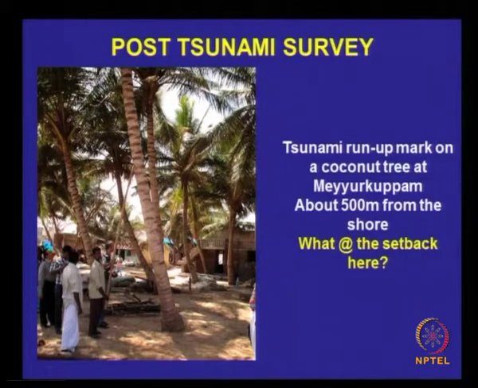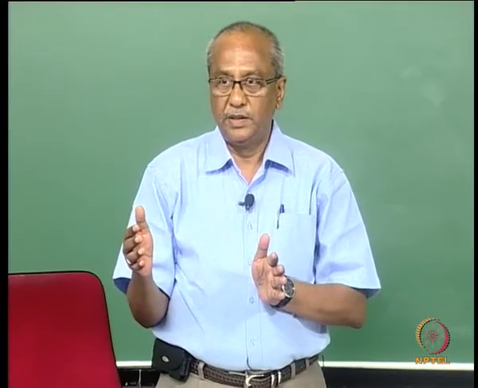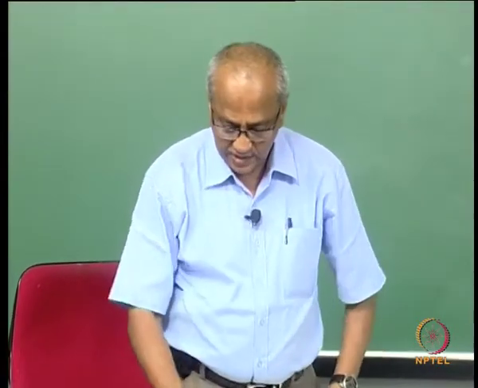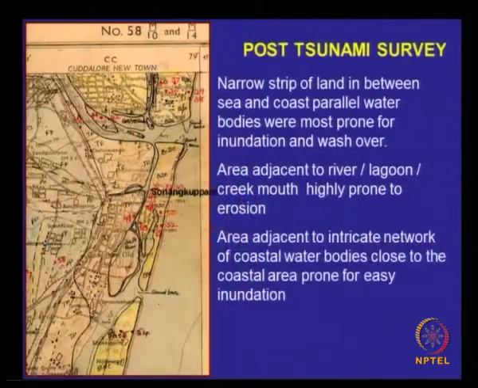For example, we identified a coconut tree in one of the places, about 500 meters from the shore. What is the setback here? I will come back to the setback line later, because how close people can put up dwelling units from the coast is one important issue which needs to be discussed. They say that you should not construct any building within 500 meters, but that rule cannot really be applied. I will show you the effect of all these things later. We will discuss the coastal regulation zone towards the end of the talk.